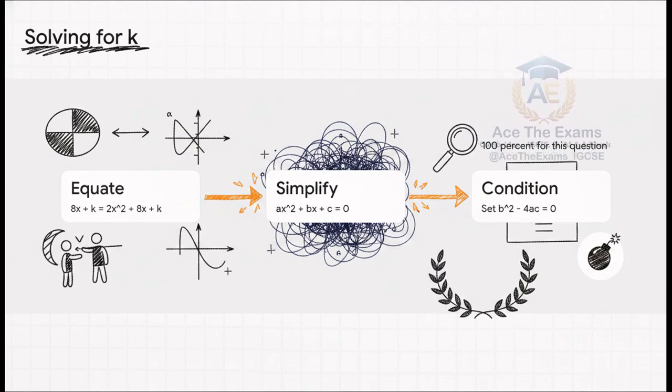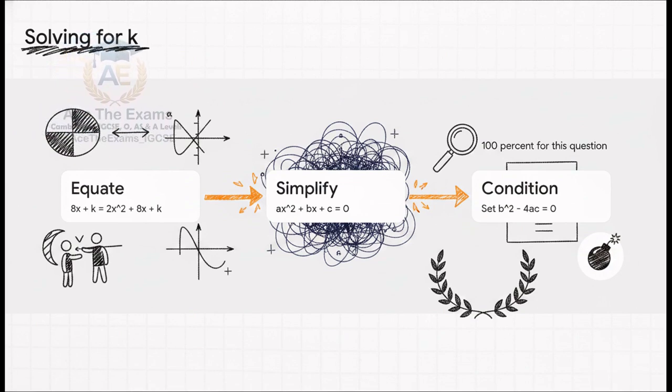Let's trace the working carefully. Step 1, we equate the line and the curve: 8x plus k equals 2x squared plus 8x plus k. Now, step 2 is absolutely crucial. You must rearrange this chaotic mess into the standard quadratic form of ax squared plus bx plus c equals 0 before you do anything else.